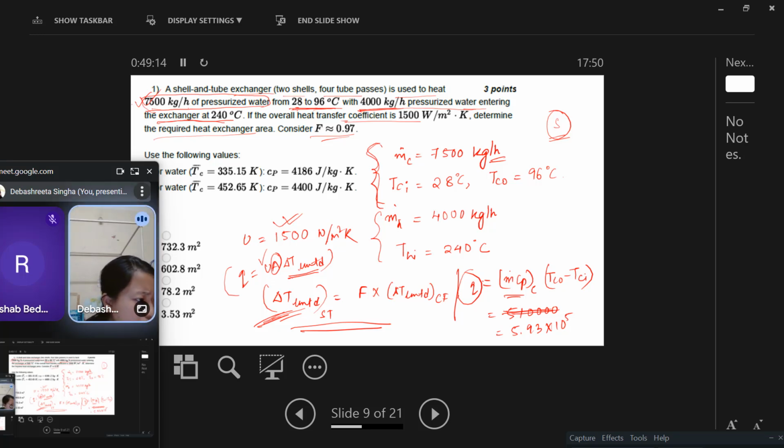So did you get the Cp value? Cp value is given here. This is for the cold fluid, and the Cp value for the hot fluid is this. You don't need to convert anything because it is anyway joule, kg, Kelvin, all are SI units. If it was kilojoule, then you should have converted into joule, but it's already in joule.